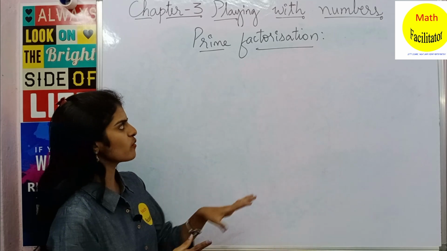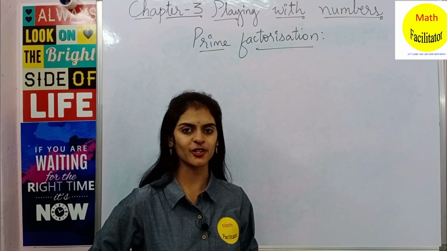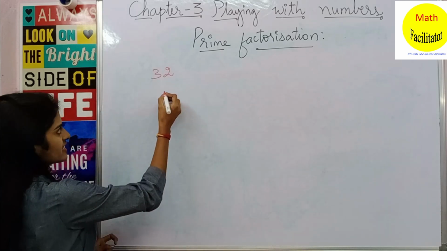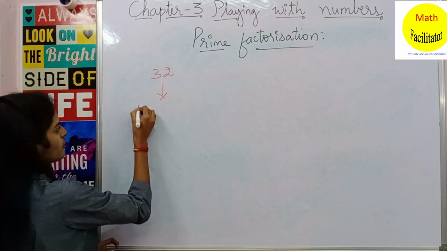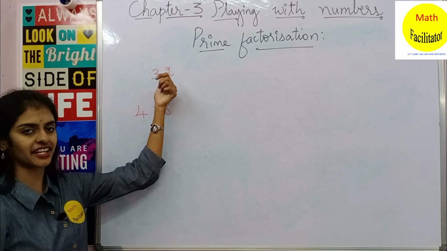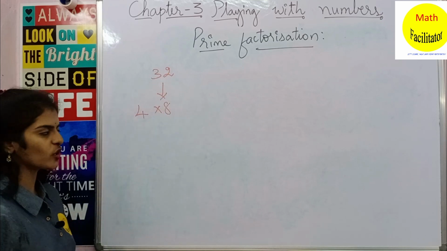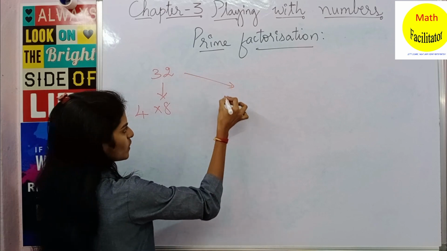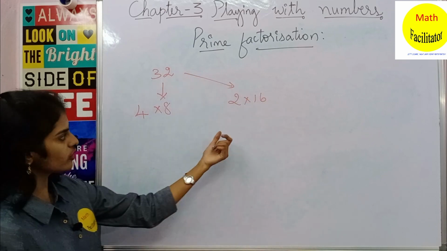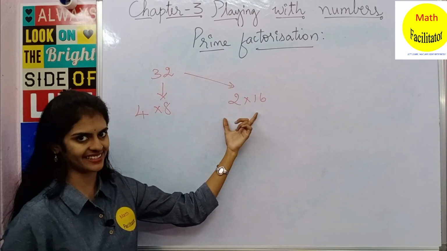Firstly, let us see what factorization is. If a number is expressed as a product of its factors, then that is called factorization. Let me take the number 32. You can write 32 as 4 8s are 32. Nothing but 4 and 8 are the factors of 32, so you can say that 32 is factorized. Also you can write 32 as 2 into 16. Here also 2 and 16 are the factors of 32, and you say that 32 is factorized.